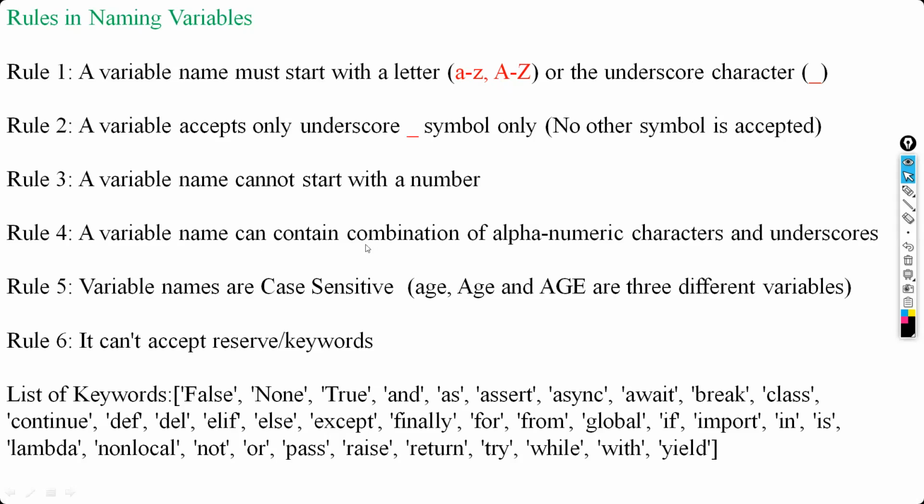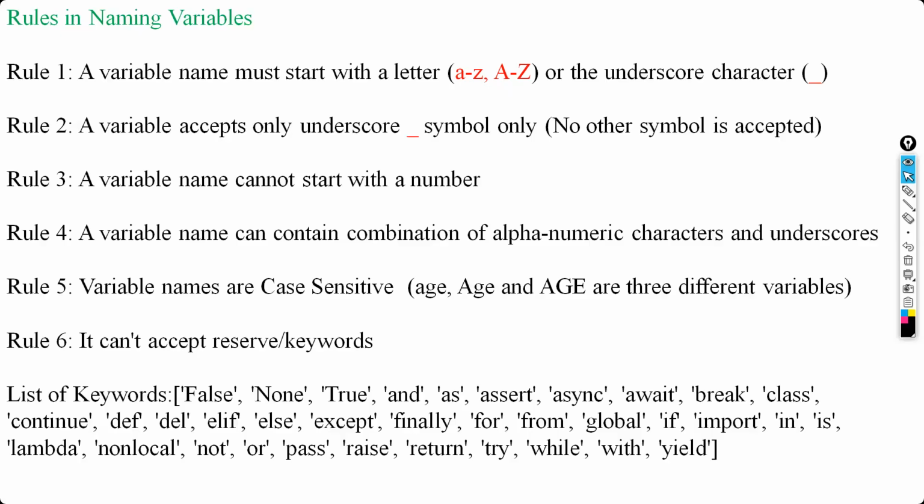A variable name can contain a combination of alphanumerics. Alphanumeric means an alphabet followed by numerical values, that is A1, A2, like this. Variable names are case sensitive, meaning small letters and capital letters are different. That object is different, this object is different, both are not the same. And let us see one example for all these things.